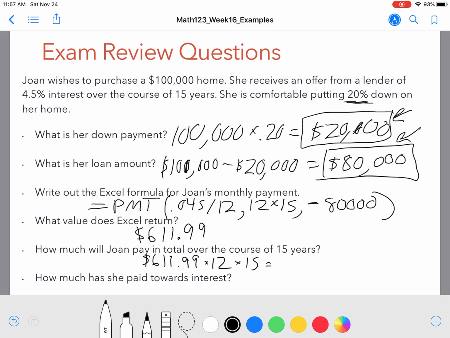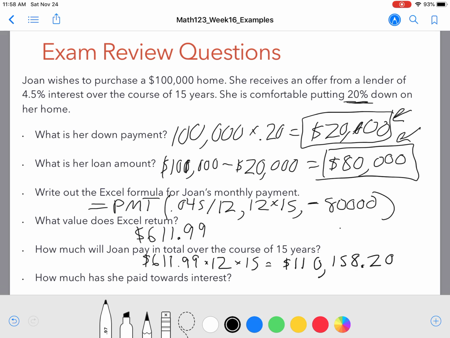And I get, let's see, $110,158.2, or I'm going to put a 0 on the end, so 20 cents. So she ends up paying a total of $110,158.20. So that's the total amount that actually comes out of her pocket.